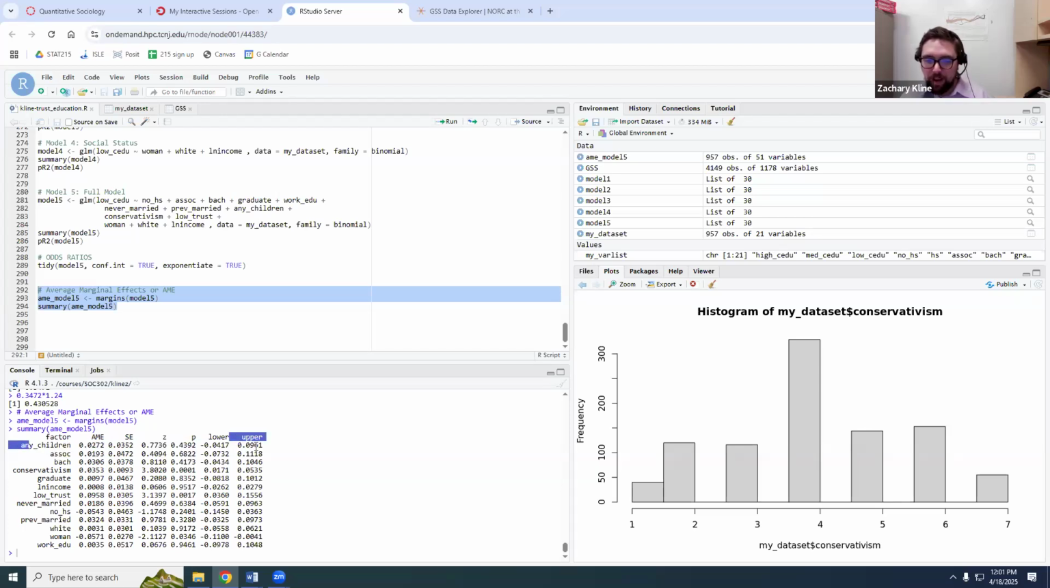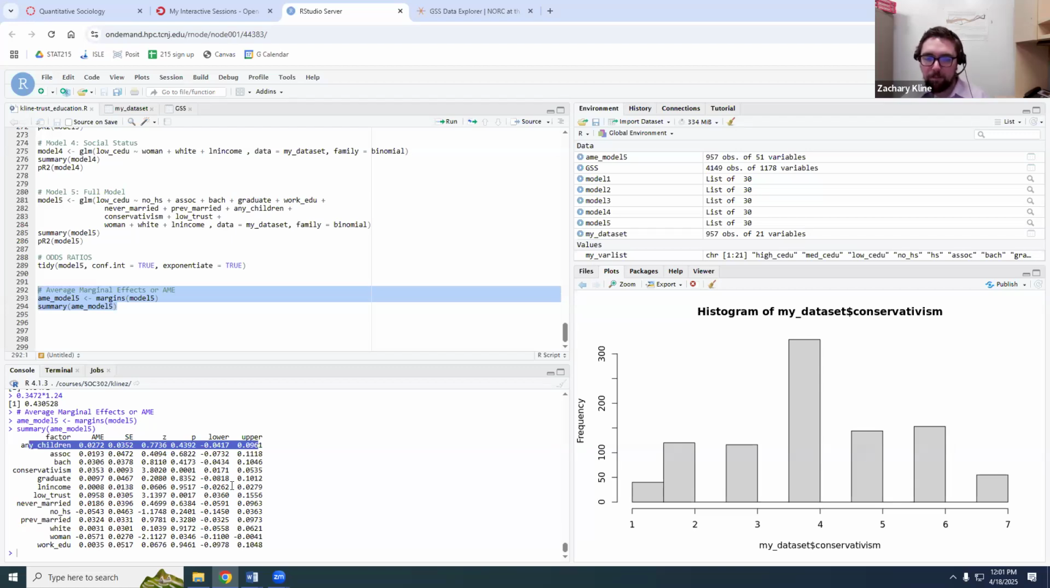So we could say that on average, but that's one interpretation that many folks will give. The more technical interpretation is that for any given person, going from having no children to any children, the change in the predicted probability will be expected to be around 0.028, around 2 to 3%.